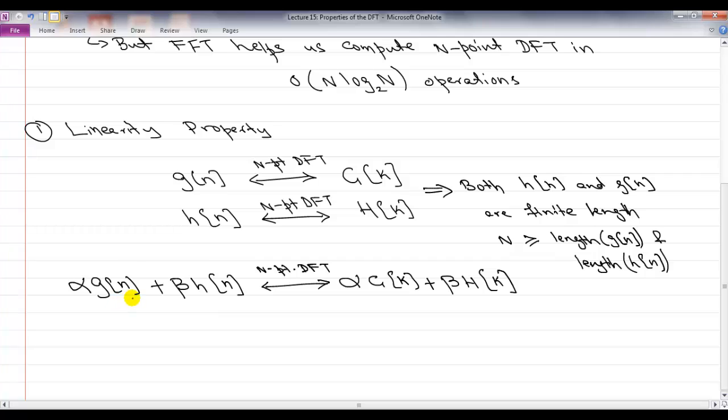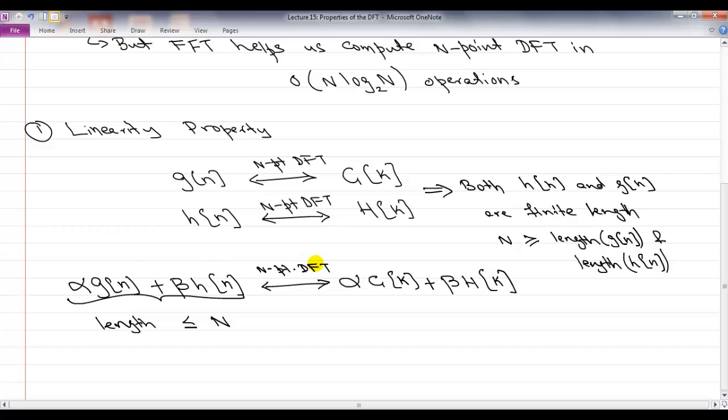Now, it's a trivial exercise to verify that because Gn and Hn have length smaller than n, and the way we defined the length was you start the sequence at 0. So if you have two sequences whose length is smaller than or equal to n and you add them up, this new sequence is guaranteed to have length less than or equal to n because of our assumption on the length of Gn and Hn. Right? So indeed, this is a well-defined operation: we have a length n sequence, and we are computing its n-point DFT.